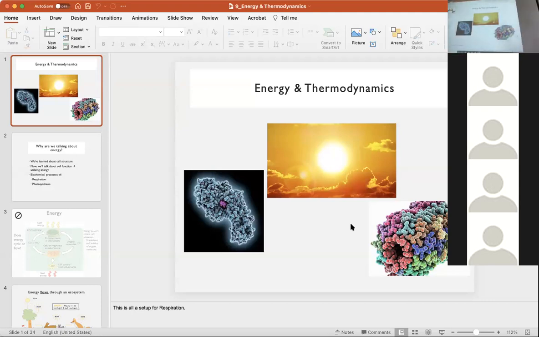Okay, so as a reminder, the first chapter we did was on energy and thermodynamics, just kind of like an intro to get you guys ready for respiration and photosynthesis. And then the other two main topics were respiration and photosynthesis.